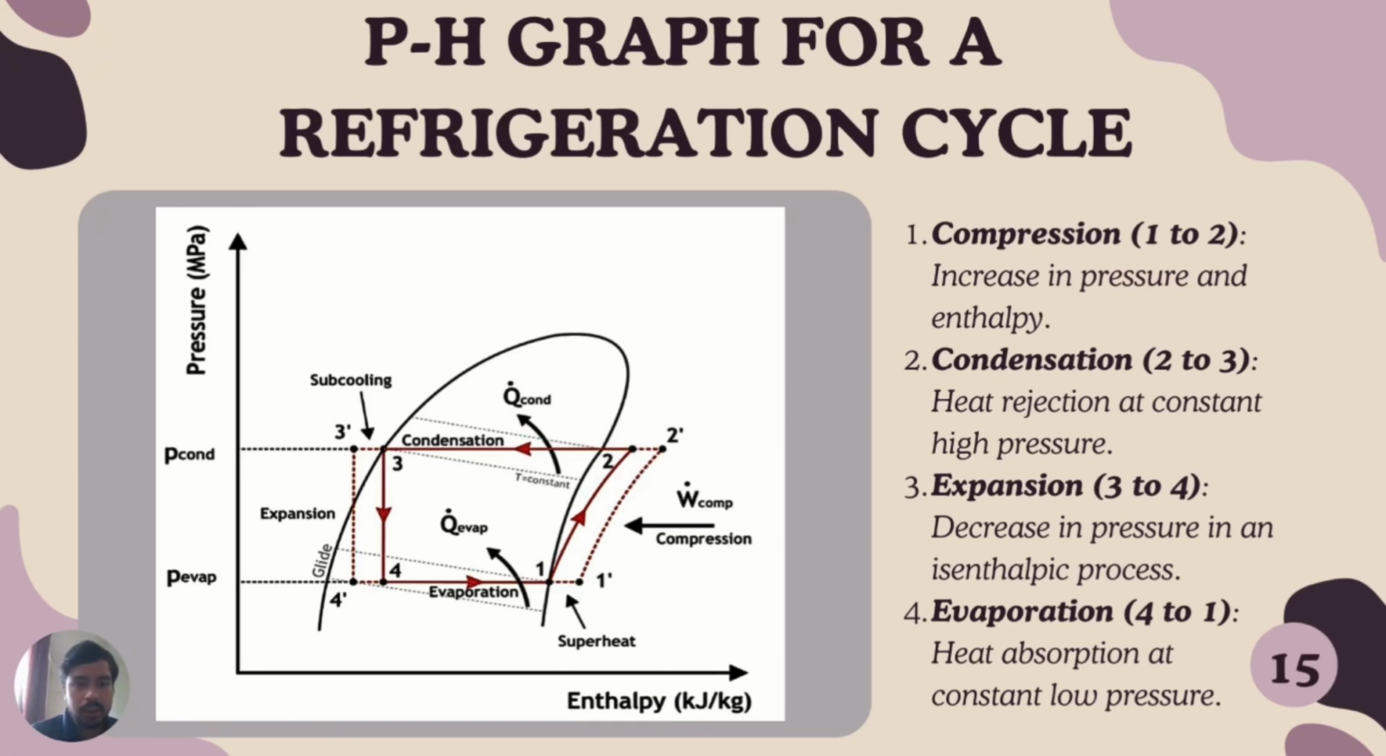Afterwards, it goes into the condensation process where the refrigerant rejects heat but maintains constant pressure. And then at point 3, it enters the expansion valve where it is an isenthalpic process, but there is a decrease in pressure. And then entering the evaporator coil, it maintains the pressure but absorbs heat from the space that we want to cool.